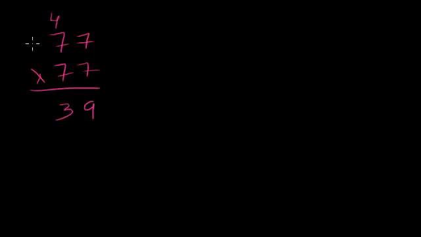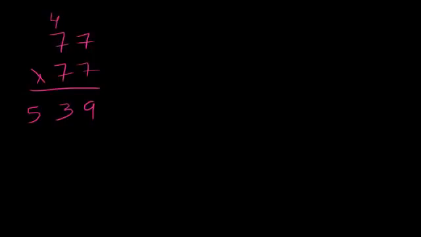So let's do 77. Let's do a fun one. 77 times 77. 7 times 7 is 49. Put the 1 up here. 7 times 7, well, that's 49. Plus 4 is 53. There's nowhere to put the 5, so we put it down here. 7 times 7 is 49 plus 4 is 53.